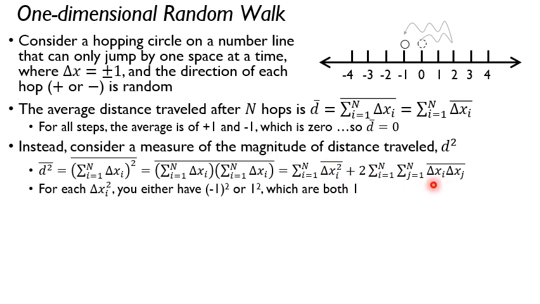Now what about this delta x_i times delta x_j? Here, again, this is the step that you take at step number i, and this is the step that you take at step number j. So these are independent of each other.